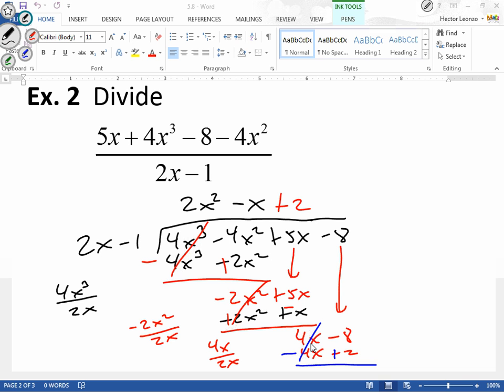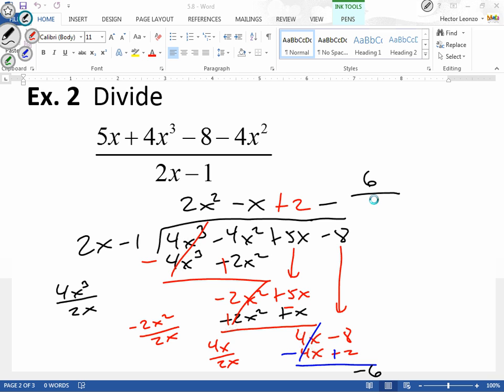First term cancels out. Now this one, negative 8 plus 2, I get a negative 6. So I do have a remainder. So for my remainder, since it's a negative, I'm going to put minus because it's a negative. And I'm going to put 6 over, 6 is my remainder. At the bottom, I'm going to write 2x minus 1. It's always the remainder over whatever we were dividing by.